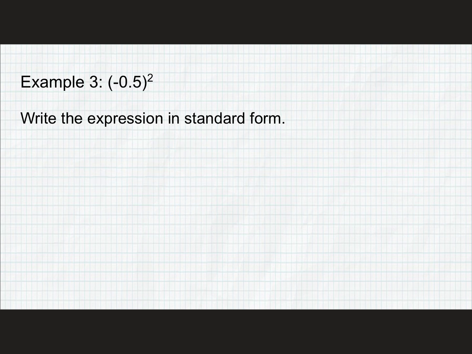Let's look at example 3, negative 0.5 to the 2nd power. We're going to write the expression in standard form. Our base is negative 0.5 and our exponent is 2. So we have negative 0.5 times negative 0.5. This is the number in expanded form.